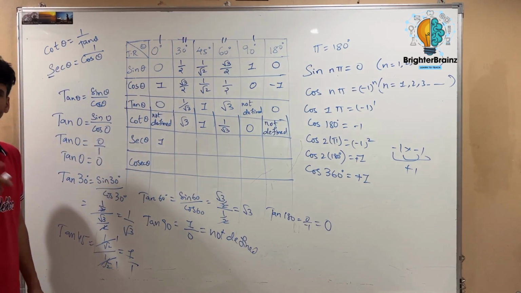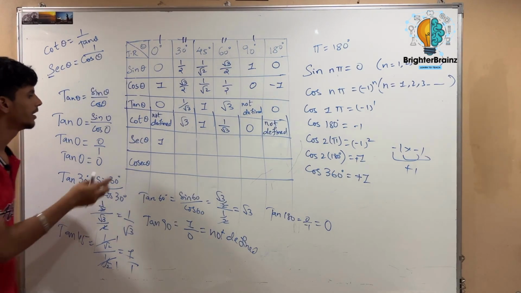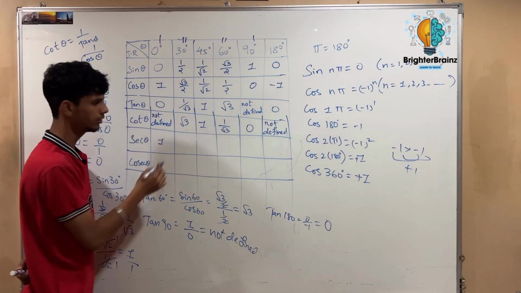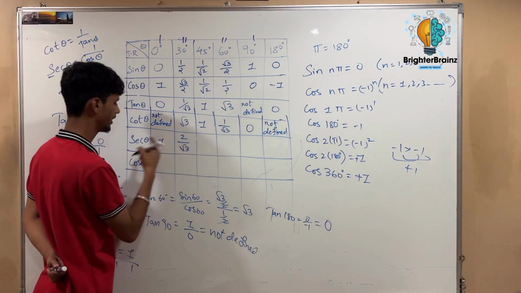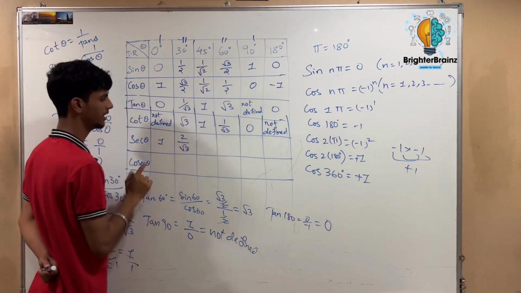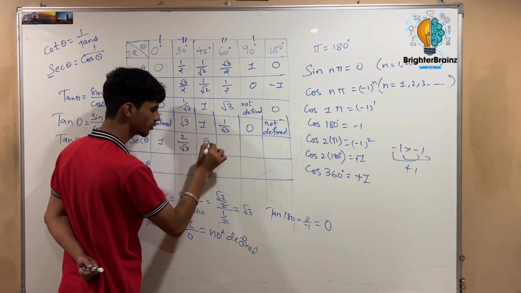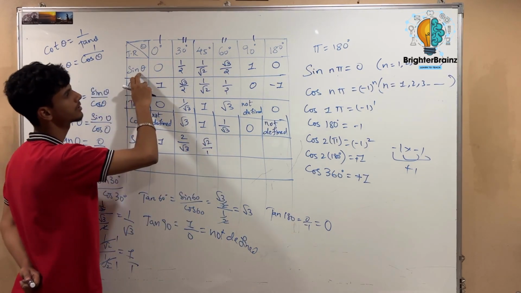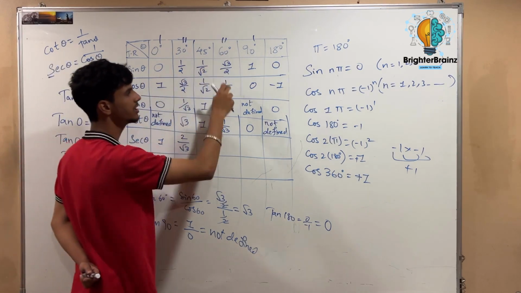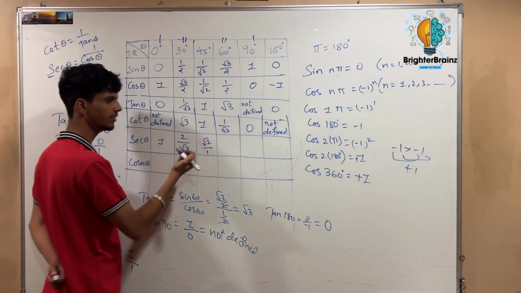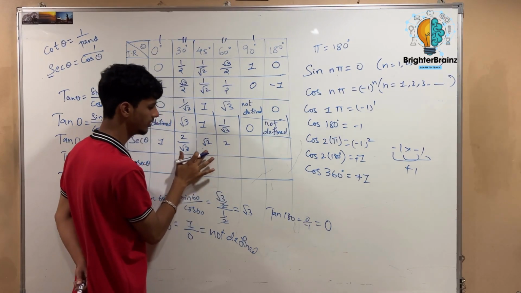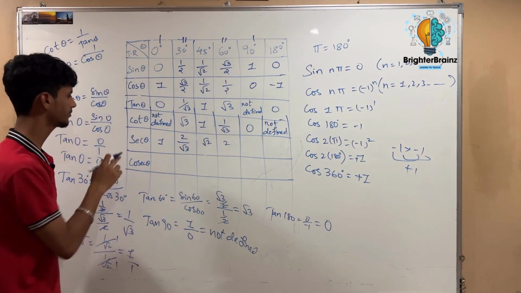The reciprocal of 1 is 1. Okay now. Next, cos 30 is root 3 by 2. Then secant 30 becomes 2 by root 3. Next, cos 45 is 1 by root 2. Then secant 45 becomes root 2 by 1, which is nothing but root 2. Next, cos 60 is 1 by 2. Then secant 60 is 2 by 1, and it is 2. So if the denominator is 1, it is not considered.